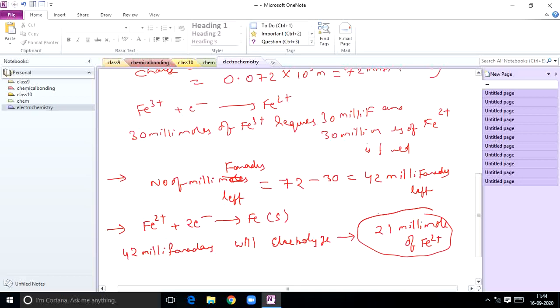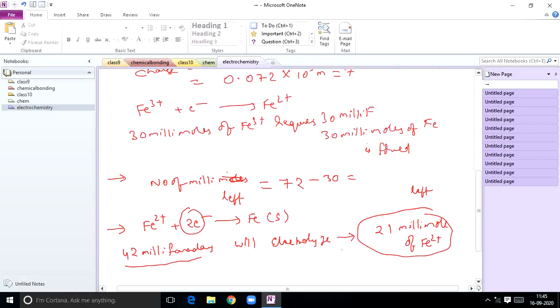How did you get this 21 millimole? Because here how many electrons are transferred? 2 electrons. So 42 millifarad will electrolyze how many millimoles of Fe2+, you have to divide by 2 because of 2 electron transfer. So 21 millimole of Fe2+. 2 electrons means 2 millifarad. 2 millifarad will deposit 1 millimole of Fe2+.